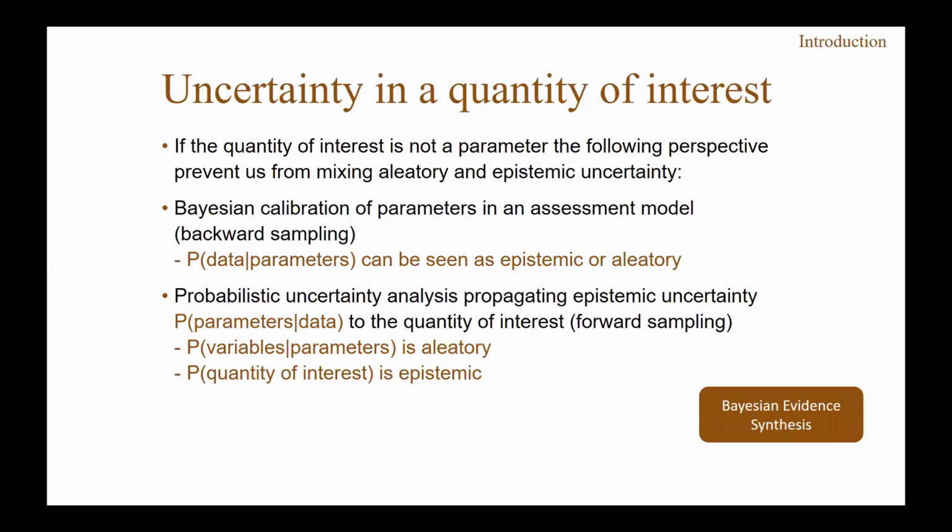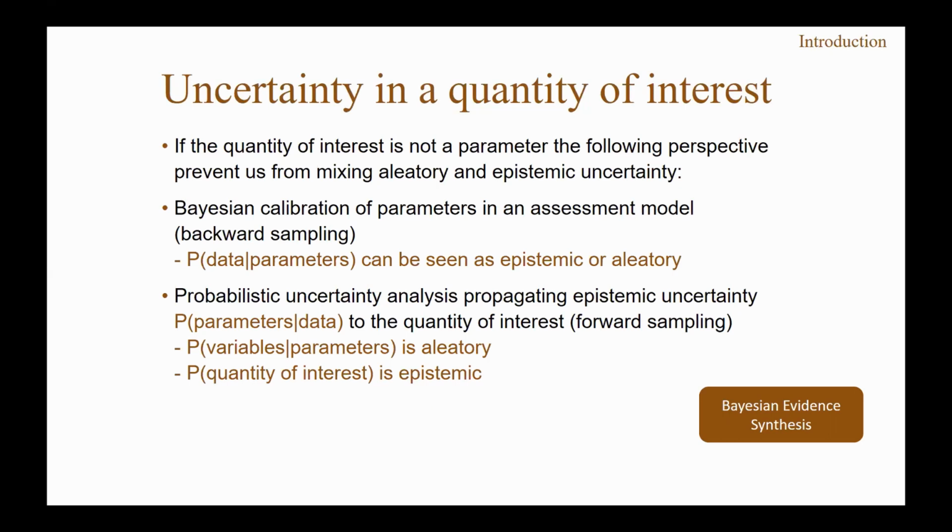What I'm describing here is that we basically have a calibration step where we inform parameters of our assessment model using whatever information we have available, and then we propagate uncertainty about the parameters via the model that we're interested in, which doesn't have to be the same one as we used for the calibration, to whatever quantity of interest.